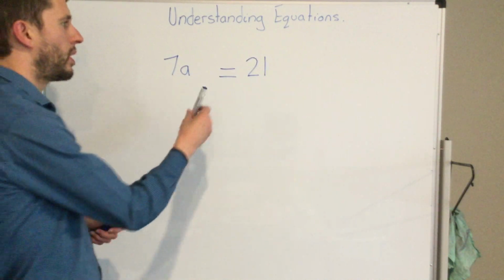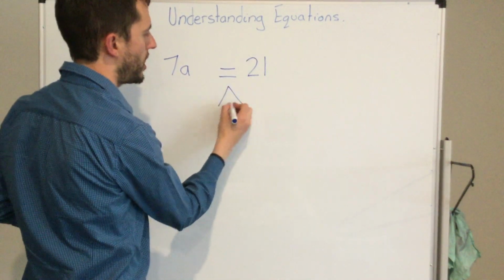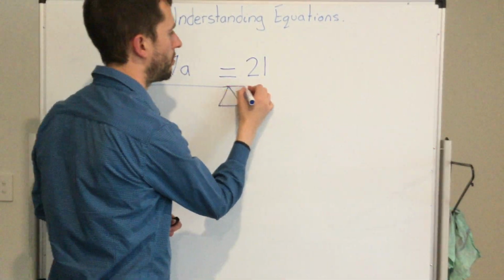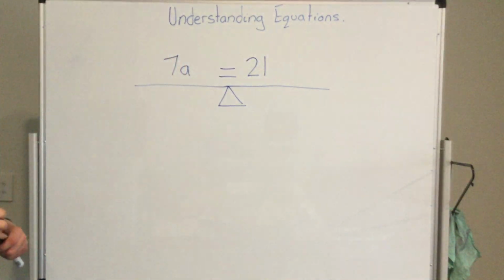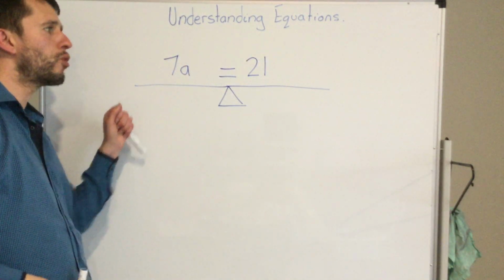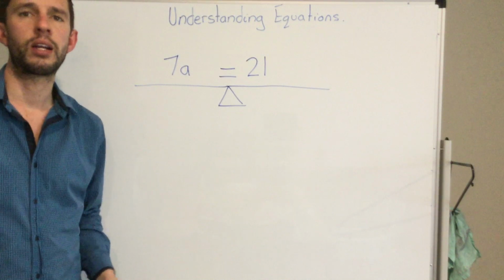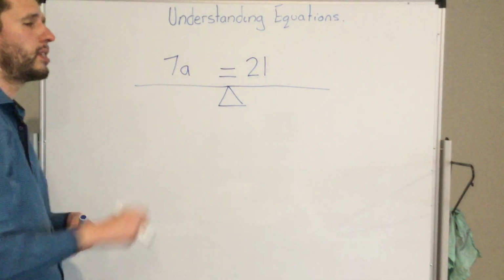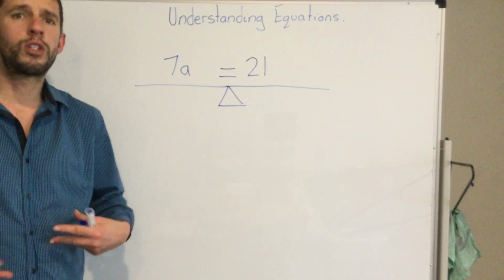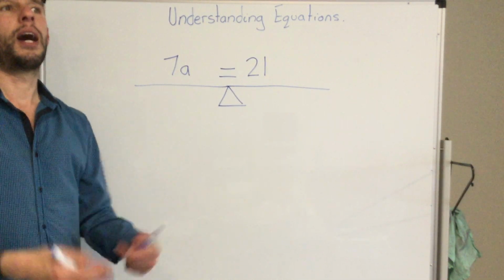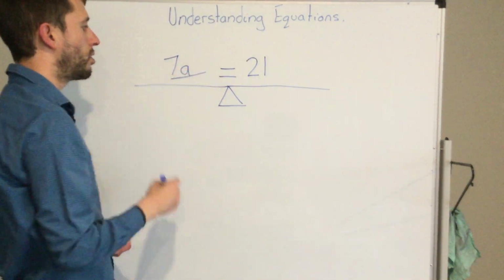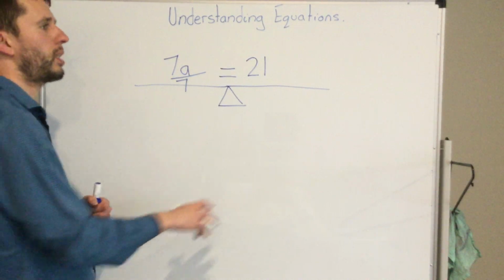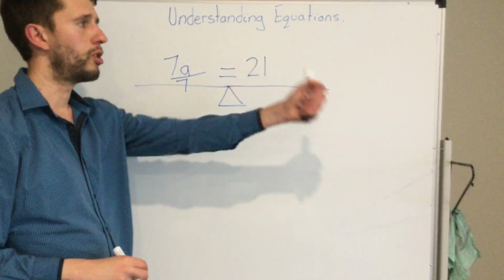Now, I want you to think about the equal sign as a balancing beam. Whatever we do to one side of the equation, we must balance it by doing exactly the same to the other side. So at the moment, I've got 7 times a here. What's the opposite of times by 7? Divide by 7. So I want to divide this side by 7 to get a by itself, and then I'll do the same to the opposite side.